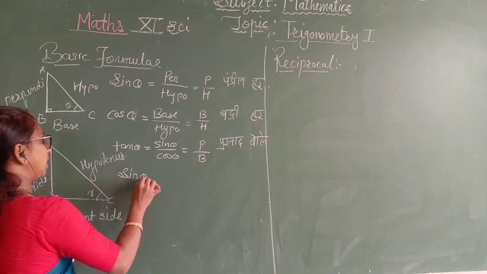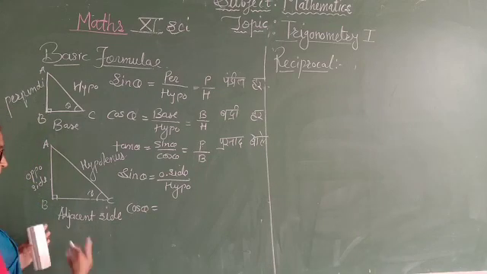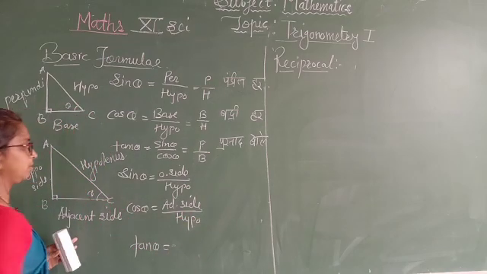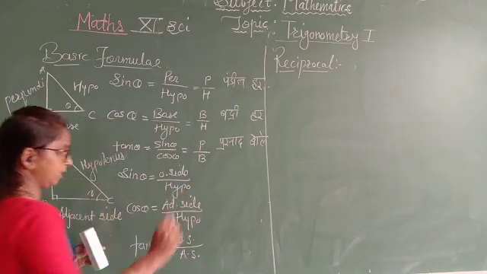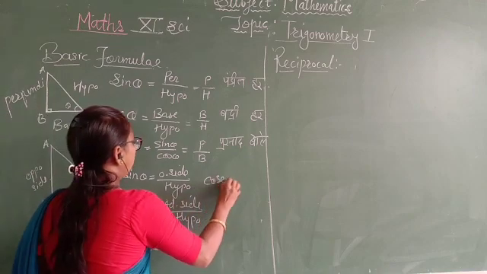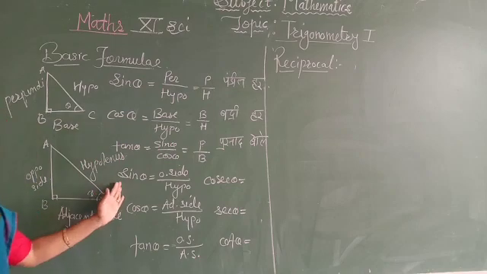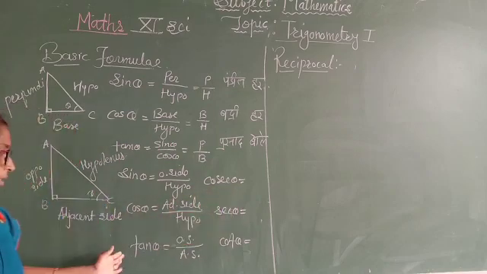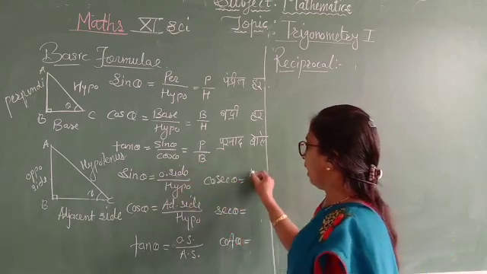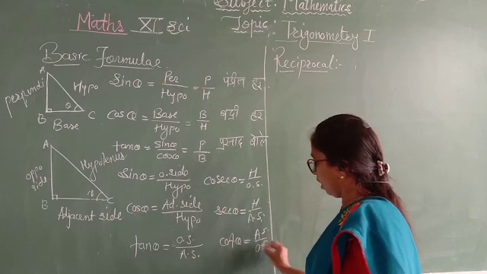So from this we get the formula sin theta is equal to opposite side upon hypotenuse. Cos theta, what is cos theta? Adjacent side upon hypotenuse, and the tan theta formula we get is opposite side upon adjacent side. These are the three ratios. We know that the reciprocal of sin theta is cosec theta, of cos theta is sec theta, and of tan theta is cot theta. So sin reciprocal cosec, cos reciprocal sec, and tan reciprocal cot. So from this what we get? Hypotenuse upon opposite side, hypotenuse upon adjacent side, adjacent side upon opposite side.